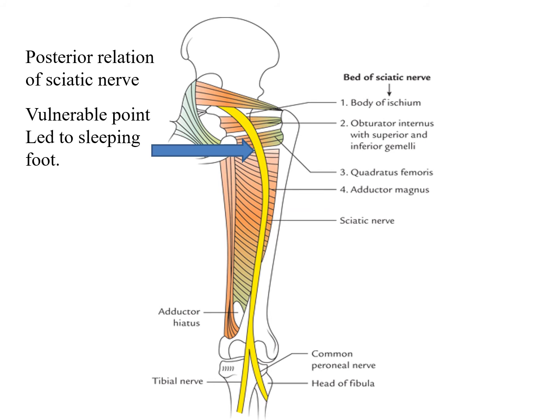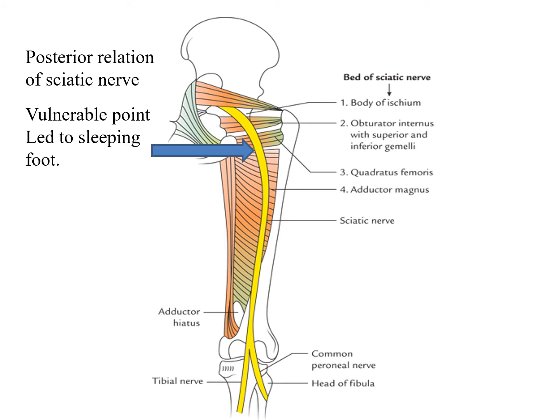Now the posterior relation of the sciatic nerve. This arrow indicates the vulnerable point that leads to foot drop, because here there is a maximum chance of the sciatic nerve being compressed along with the ischial tuberosity. It is a hard bone, and during long sitting posture the sciatic nerve may be damaged. So it may lead to foot drop.